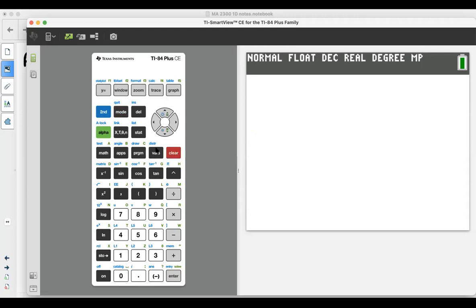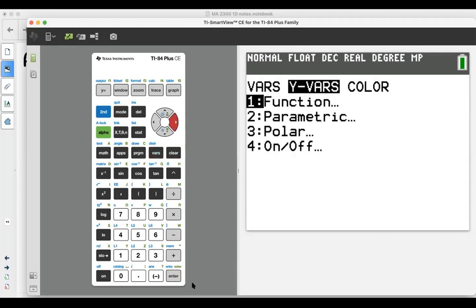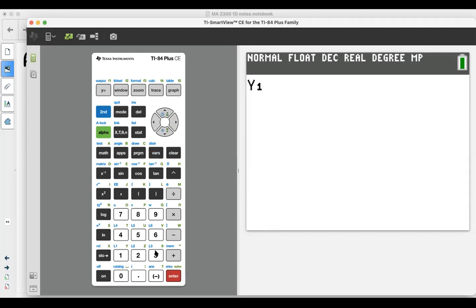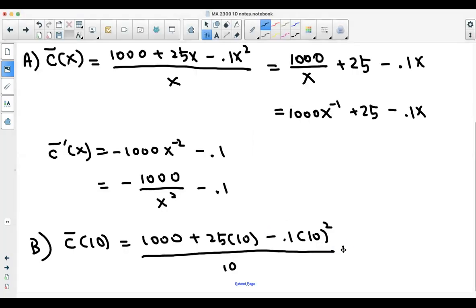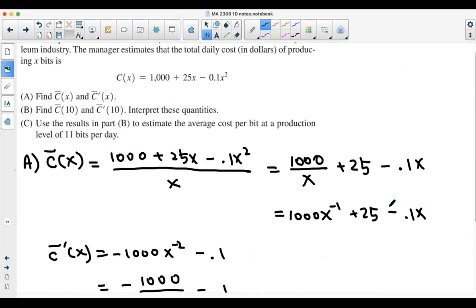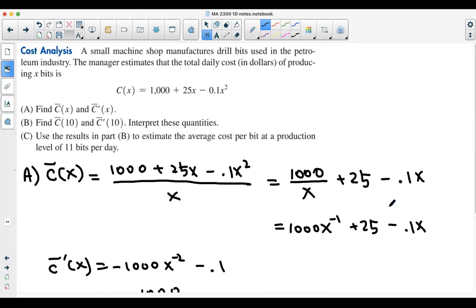Then since I put it in y sub 1, Y-VARS function 1, open parentheses 10, it gives 124. So what's happening at this point is it will cost $124 on average to produce 10, I guess, driblets. Yeah, that's basically what's happening.